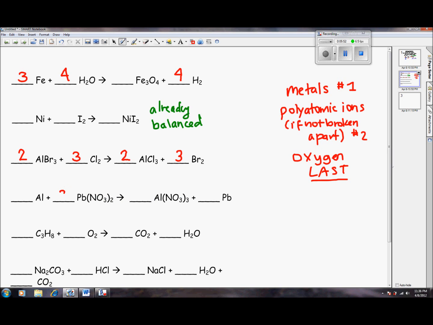So I'm going to make this one 3. That's 3 times 2 is 6. On this side, 2 times 3 makes 6. Well, by balancing the nitrates, I changed the metals. So now I have 2 aluminums on the right, so I need to make 2 aluminums on the left. I have 3 leads on the left, I need to have 3 leads on the right.